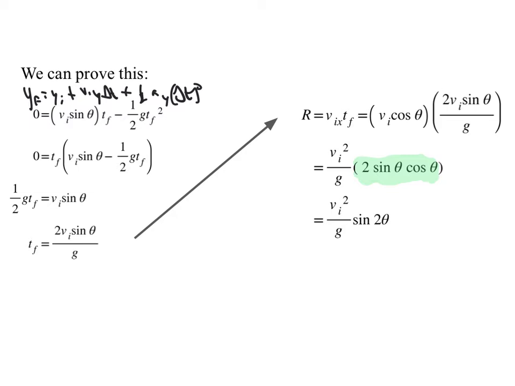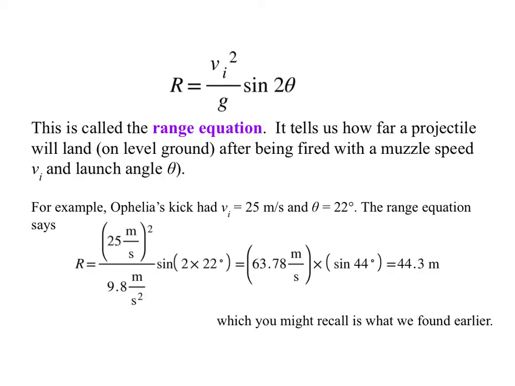So if we were evaluating here, we have to make sure to double the angle before we put it into the sine function. All right, this thing is called the range equation. It tells us how far a projectile will land on level ground after being fired with a muzzle speed v_i and a launch angle theta.